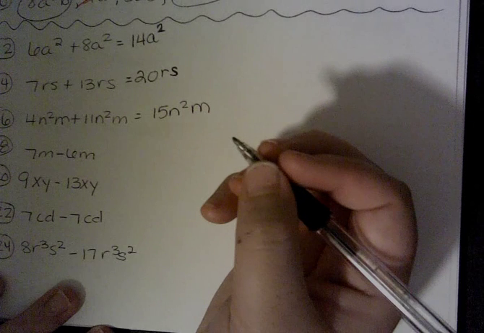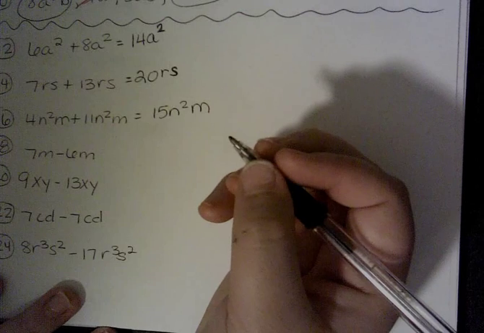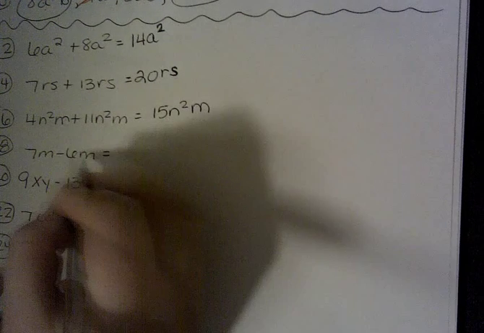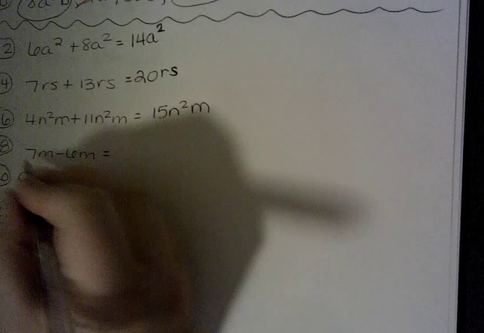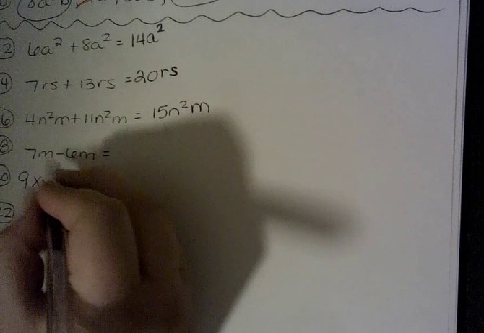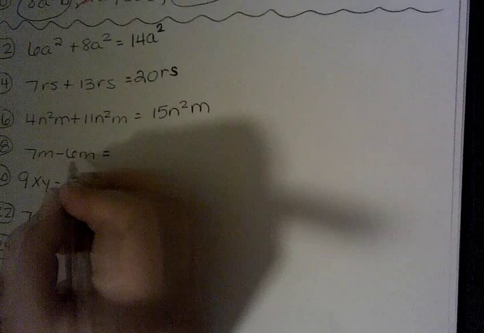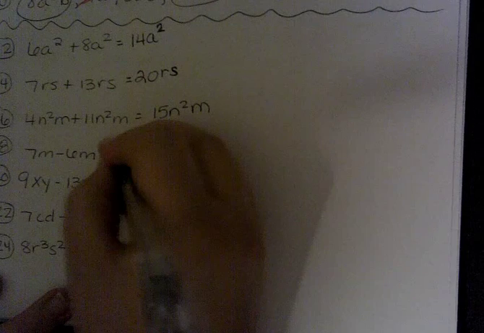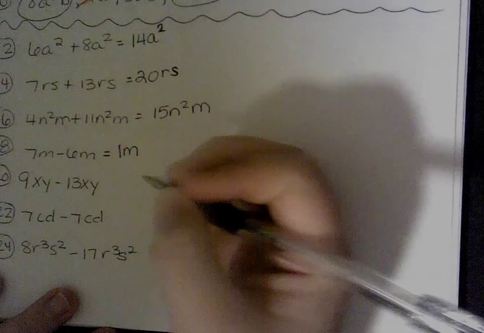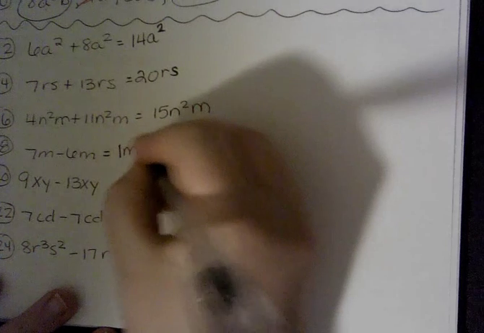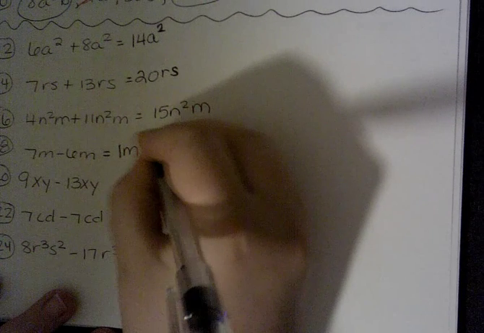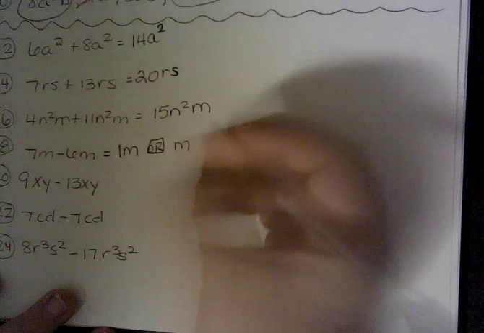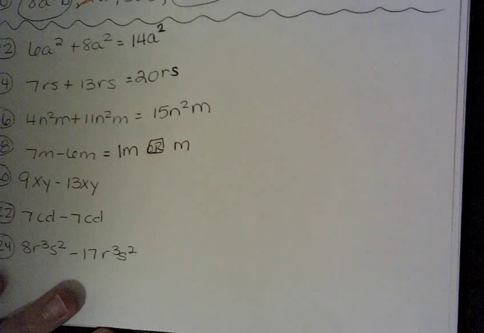Problem number 18, a little tricky. 7m minus 6m. Okay, well, let's say you've got 7 mushrooms and you eat 6 mushrooms. Well, you now have 1 mushroom, so 1m. You could also write this answer as just simply m because that 1 in front is understood. Either way will work.